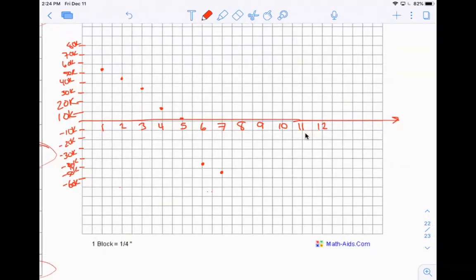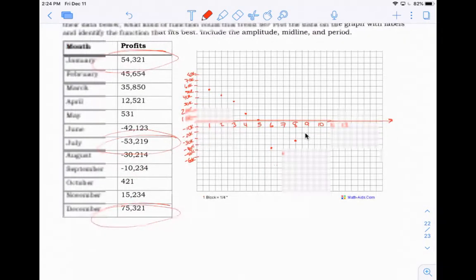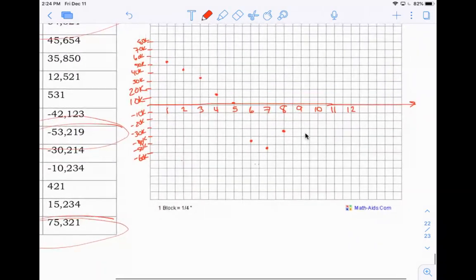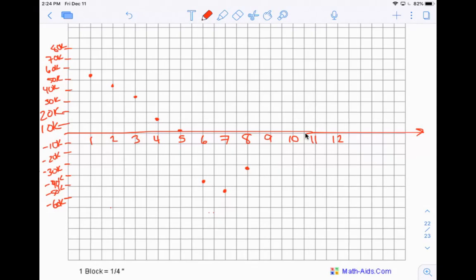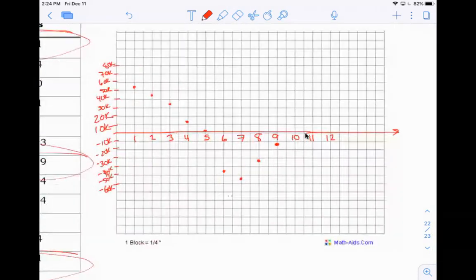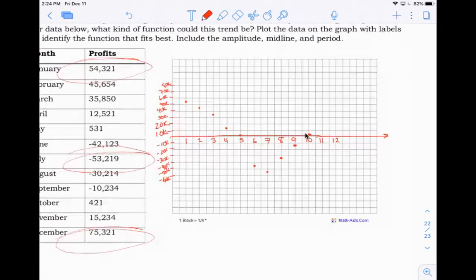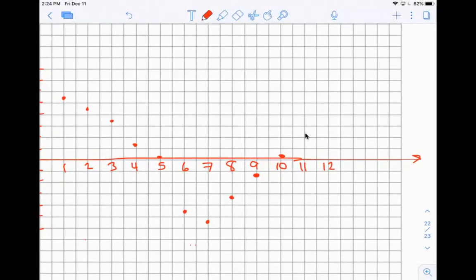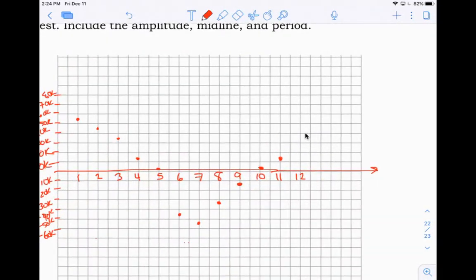August, negative 30. Okay, going back up a little bit. Negative 32-ish, right? 32? 30. 30.2. Negative 10 in August. Okay, not losing as much money there. And then we're back to at least making some money in October. November 15. And then we see in December it skyrockets up to like 75.